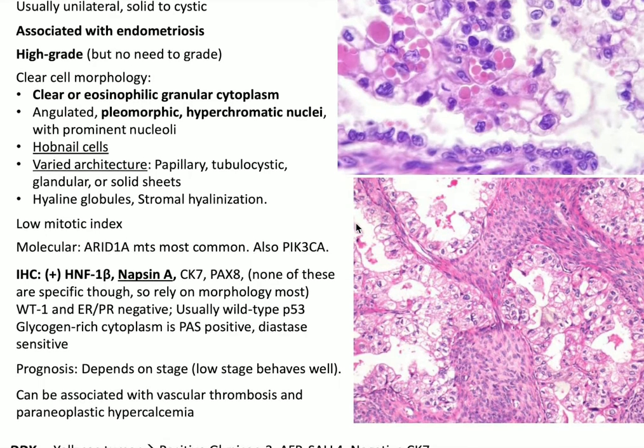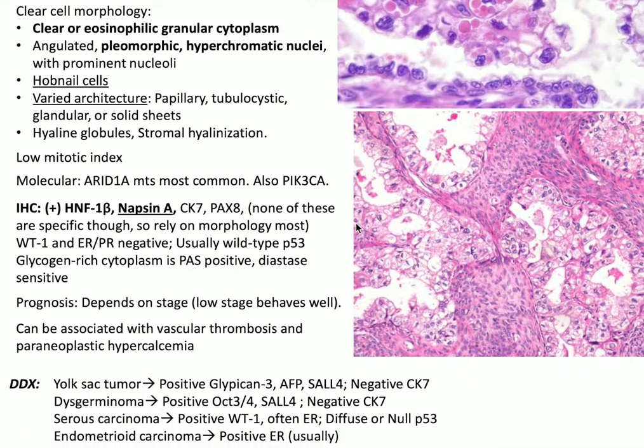Also, you can have PIK3CA, and it'll be positive for napsin A, HNF1 beta, as well as CK7 and PAX8, but none of these are specific though, so rely on morphology most. WT1 and ER/PR are negative, usually wild-type P53, and glycogen-rich cytoplasm is PAS positive, diastase sensitive, and the prognosis depends on stage, where the low stage behaves well.